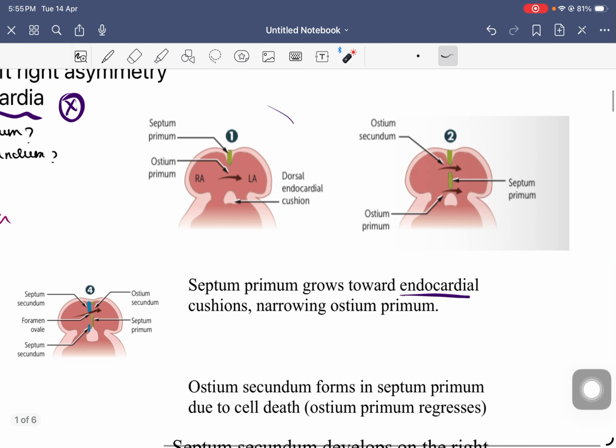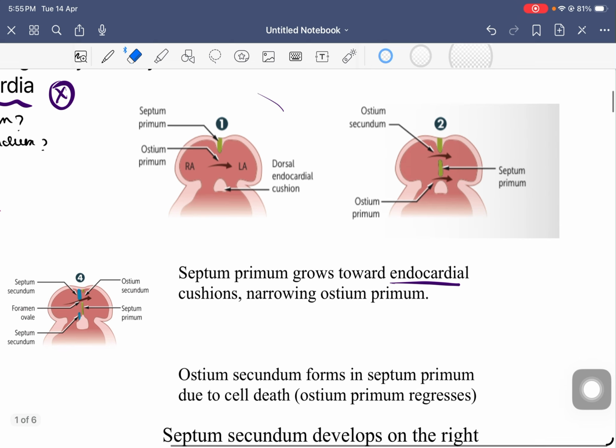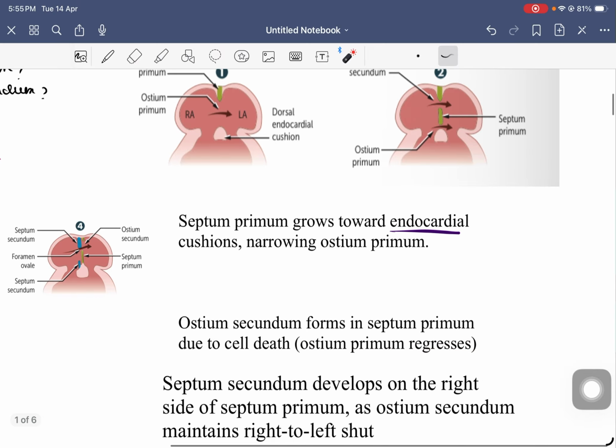And what is septum secundum? Before knowing what is septum secundum, we have to know what is ostium secundum. Ostium secundum forms in septum primum. So in septum primum, there is formation of ostium secundum due to cell death. This is called ostium primum regression.